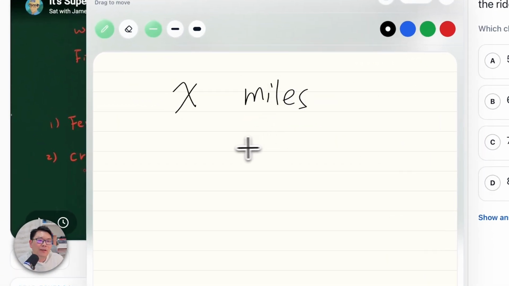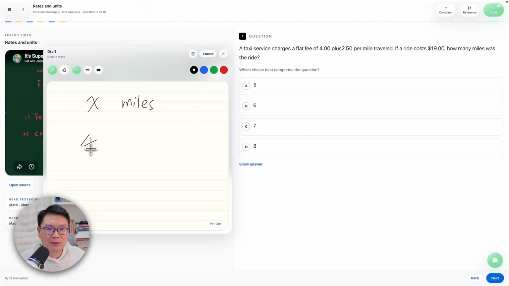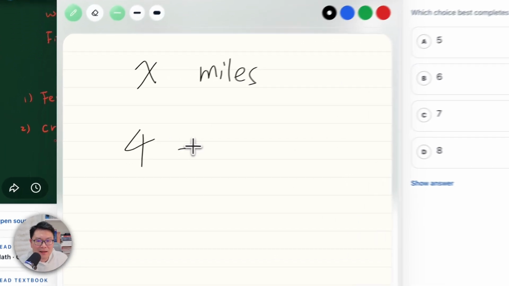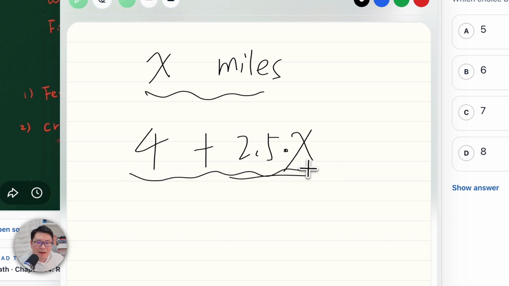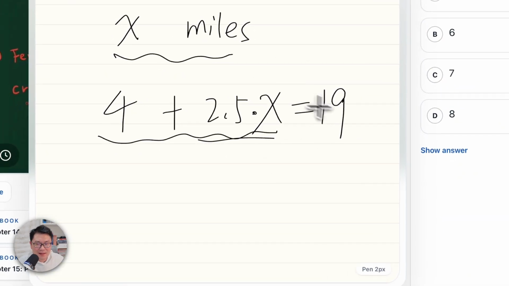And then we know that the starting point is a $4 flat fee. So you have to pay $4 no matter how long you travel, right? And then on top of that, you have to pay $2.5 per mile. And then you have traveled X miles. Then of course, you have to pay 2.5 times X dollars, right? And then this whole value is going to be equal to 19. That's how much you pay in total. And then you solve the X out of this equation.